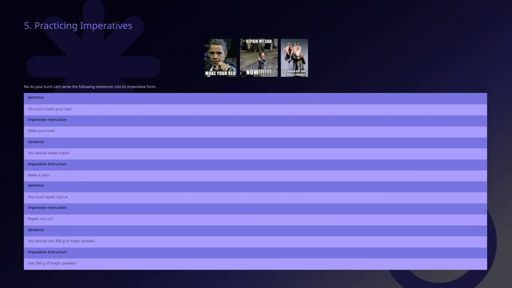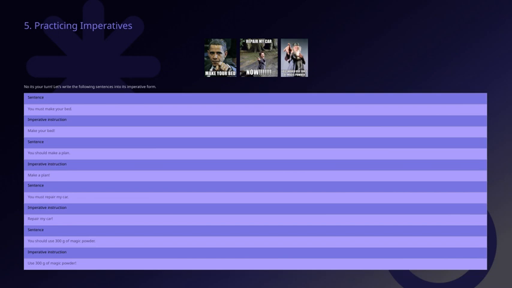On the left, we have sentences like, "You must make your bed," or "You should make a plan." These are statements that tell someone what they need to do, but they are in a normal sentence form. Now, on the right, we see the imperative instructions. These are direct commands such as "make your bed" or "make a plan." Notice how they're more direct and often have an exclamation point to show urgency or importance.